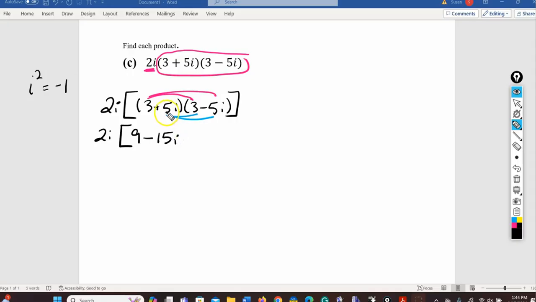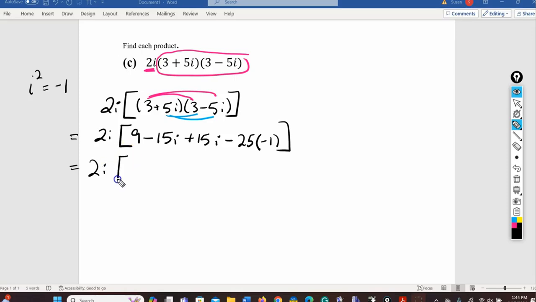Now let's get to the blue. 5i times 3 is 15i. And 5i times negative 5i, well, 5 times negative 5 is negative 25. And then i times i is i squared, which is negative 1. So the 2i's coming along for the ride.